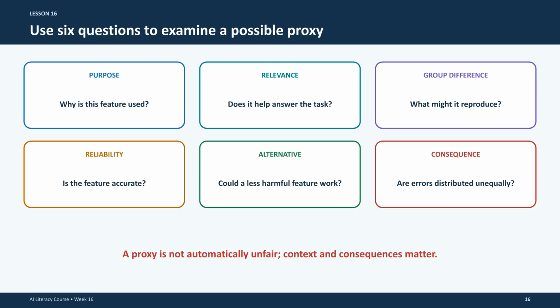Now, let's examine how to identify a proxy. Use 6 questions. What is the purpose? Is it relevant? Does it reproduce group differences? Is it reliable? Are there less harmful alternatives? And are the consequences distributed unequally?